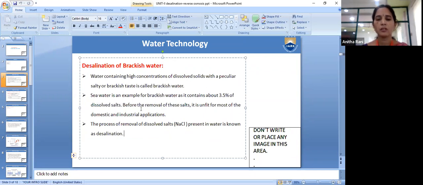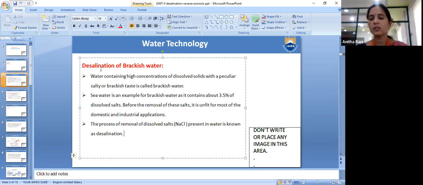Before the removal of these salts, if we do not remove sodium chloride or any other dissolved salts present in water, we cannot use that water for either domestic or industrial purposes. So we have to remove the sodium chloride present in water. What is this process? That process is known as desalination.